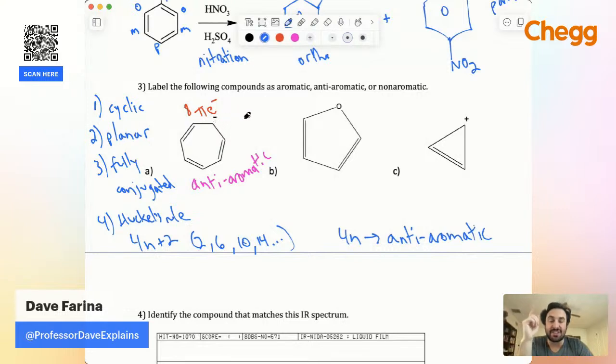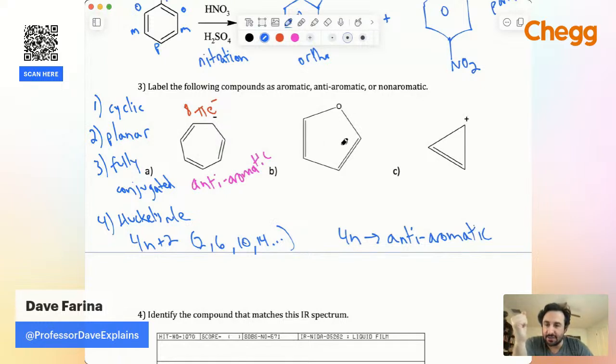And then finally, if it was a cation, if it was a plus charge, then all of a sudden it would be aromatic, because then everything would apply. It would be fully conjugated again, because the pi bonds would be going over there to neutralize the cation. But having a plus charge instead of a minus charge brings the pi electron count down by 2. So we would have 6 pi electrons. So that would be aromatic if it was a plus charge right there. So 7-membered rings can be aromatic just in certain circumstances. And so yes, anti-aromatic. Now let's move on to this one.